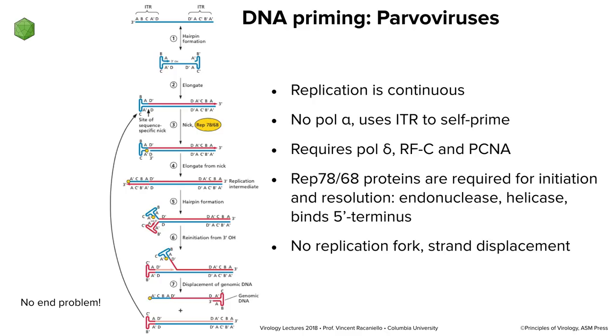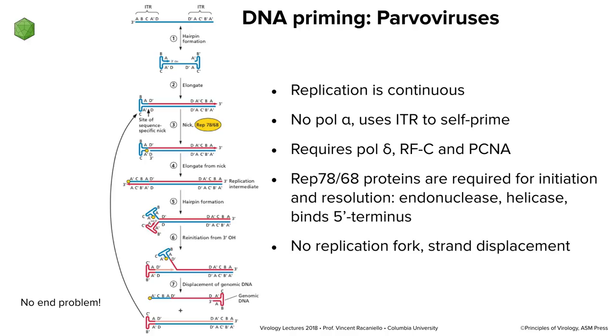So this is a displacement synthesis. It's continuous because the polymerase can go all the way down one strand. There's no need for discontinuous synthesis in the other direction. It uses polymerases of the host cell, but it doesn't require the alpha polymerase, which makes primers and short DNAs, which we saw in the SV40 scheme. And as I said, the Rep 78 is a nicking protein to form that first nick. It's also a helicase. It also binds the 5' end, which is the origin of replication, essentially.